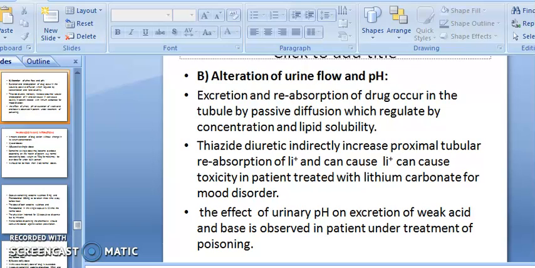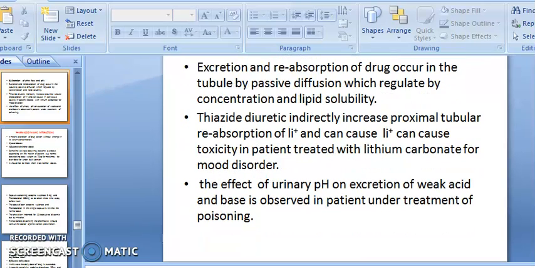The effect of urine pH on excretion of weak acids and bases is observed in patients under treatment for poisoning. An effect of urine pH was observed in your poisoning patient. Excretion and reabsorption of drug occur in the tubular passage.